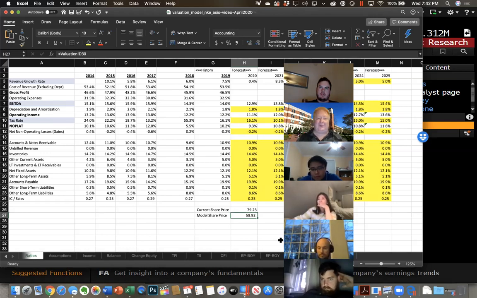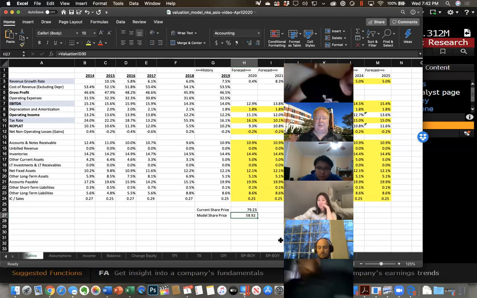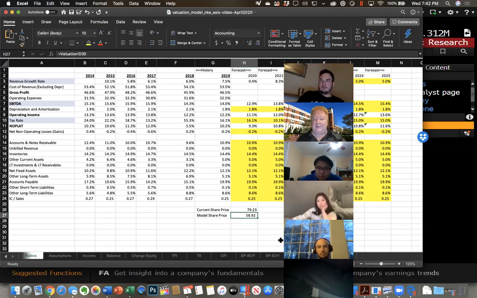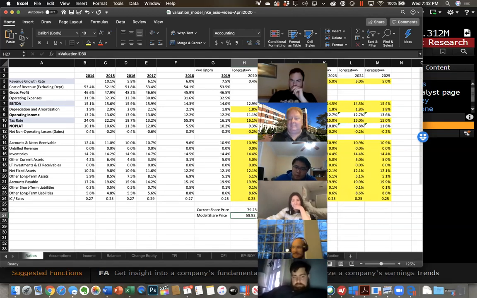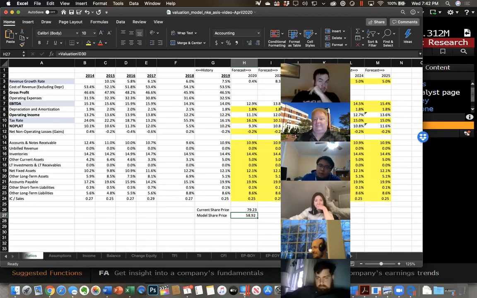All right, so for people on the phone, now's the target. What do you think? Do you think we're going to be closer to the scenario as is written? Do you think you're going to be closer to the bear scenario that I just described? Or do you think we're going to be closer to the bull scenario? What do you actually think is going to happen to Nike? Who has an opinion?